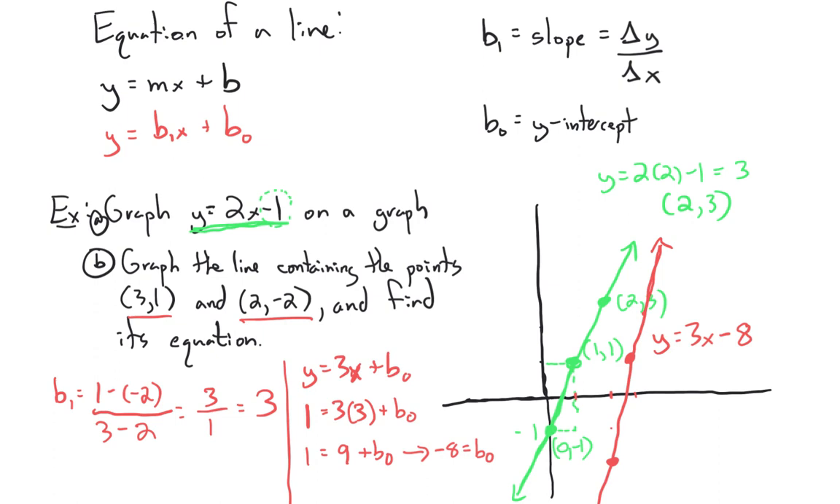And that makes sense. We can see that our red line is steeper than our green line, so the slope is bigger. And it looks like if we continued this red line down as far as we need to reach the y-axis, it probably would intersect the y-axis at negative 8. So this jives with our graph. We're pretty happy with this.